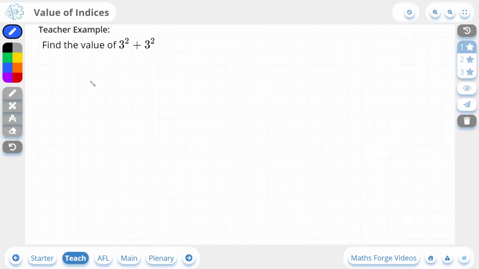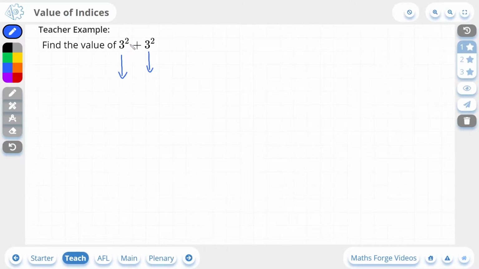So let's take a look at our first example. We're being asked to find the value of 3 squared plus 3 squared. So the best way to approach this question is to break it down in parts. We know from our lesson on the order of operations that we should always do the indices first before addition.